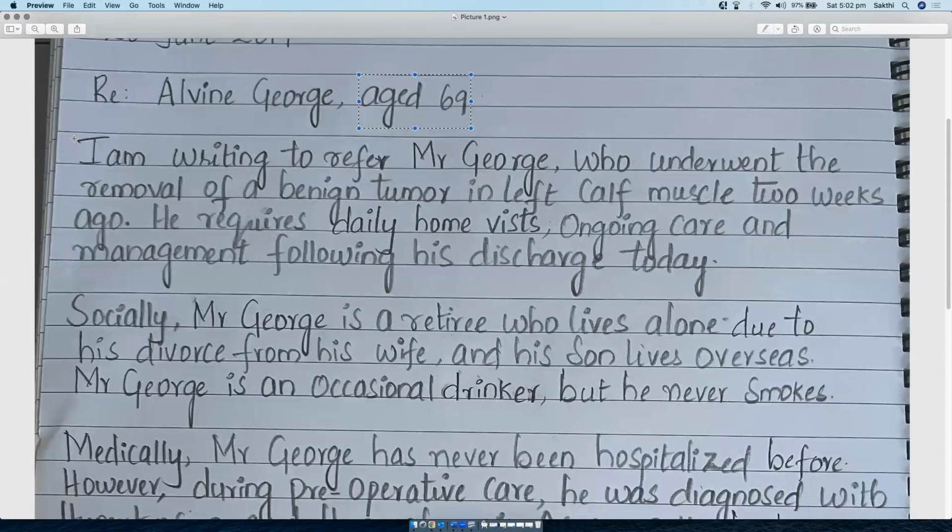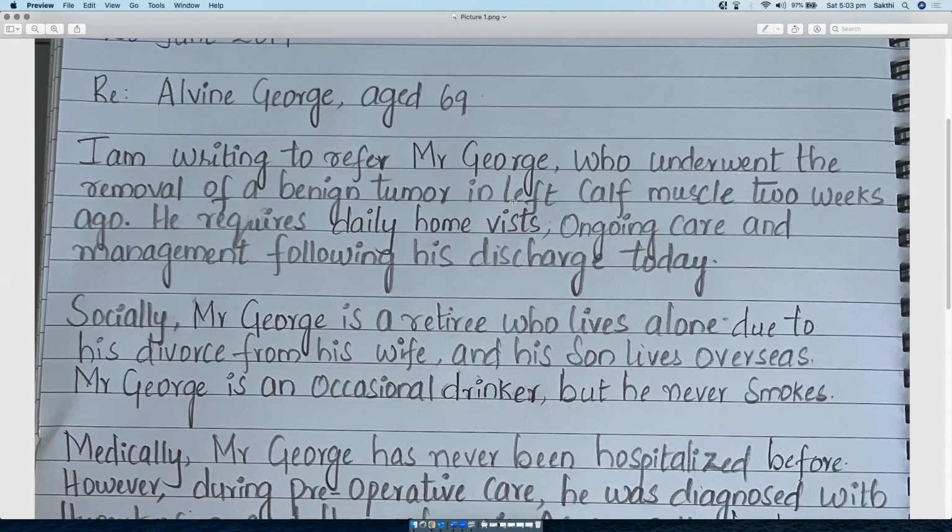You started writing down this one. I am writing to refer Mr. George, who underwent the removal of a benign tumor in left calf muscle 2 weeks ago. That is awesome. One of the best ways we need to do is to interpret the dates in the form of the time references. And you have done a wonderful job, because the date of admission was just about 2 weeks ago, and you were able to do this very well.